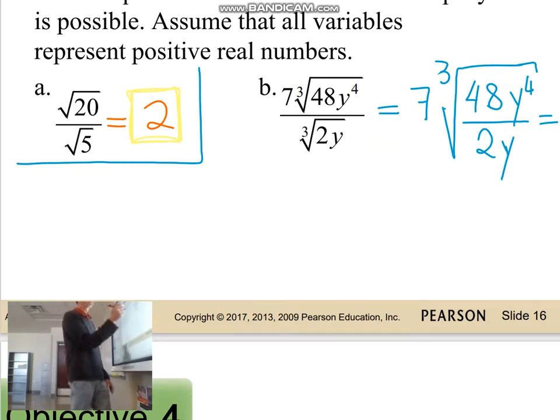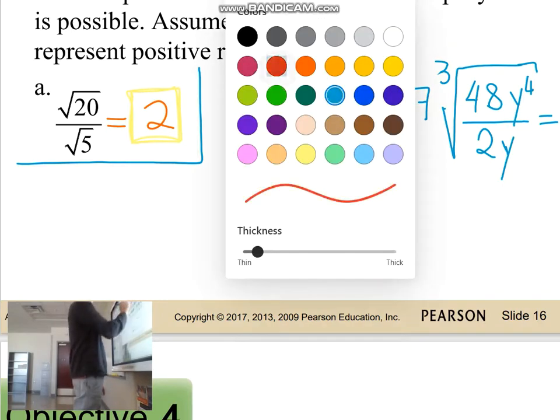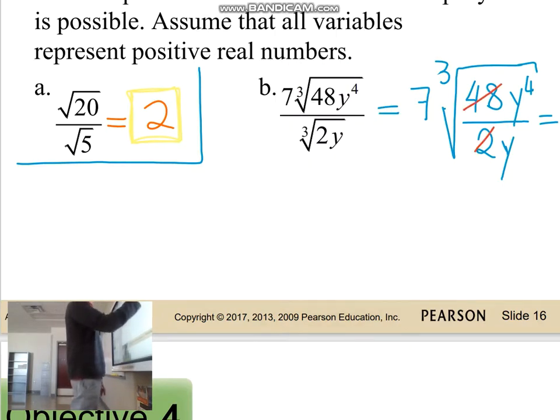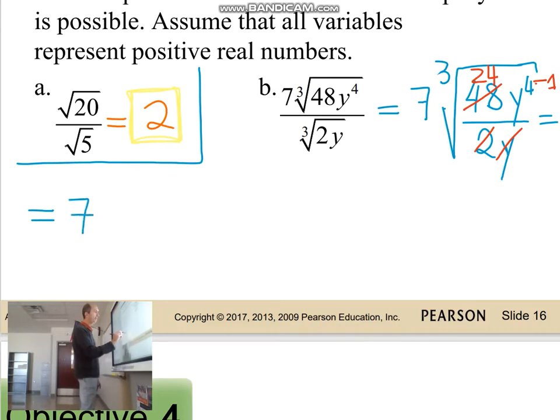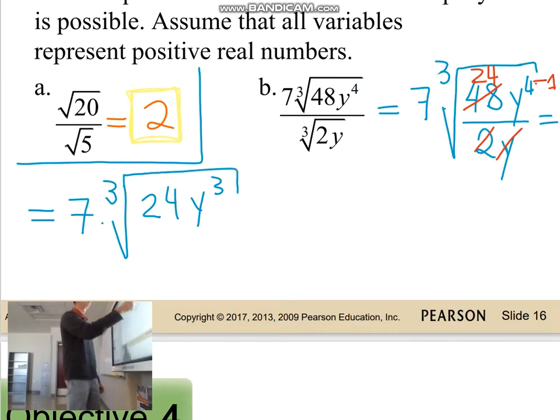Now think about it. We can simplify 48 with 2, which is 24. And we can simplify this y on the denominator, subtracting 1 from the exponent on the numerator. So we will have as a result 7 times cube root of 24 y cubed, and the denominator is gone. We don't have anything anymore on the denominator, right? We just cancel out everything.